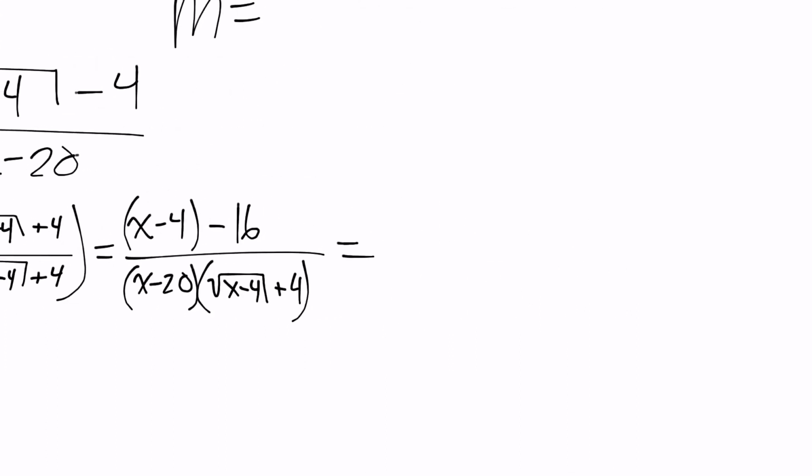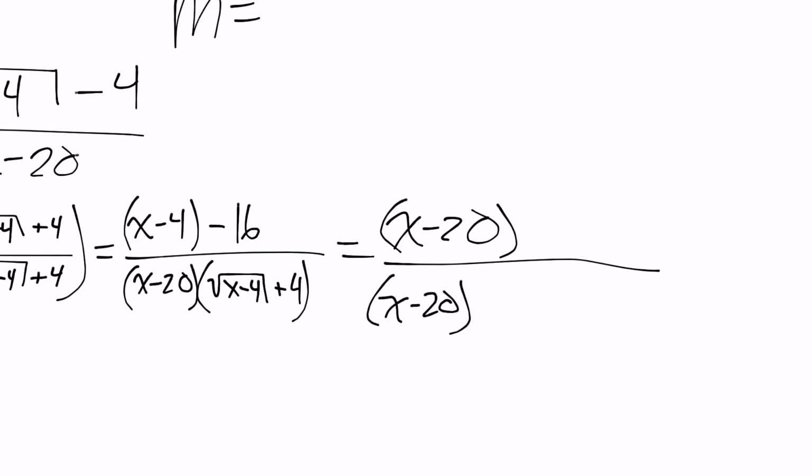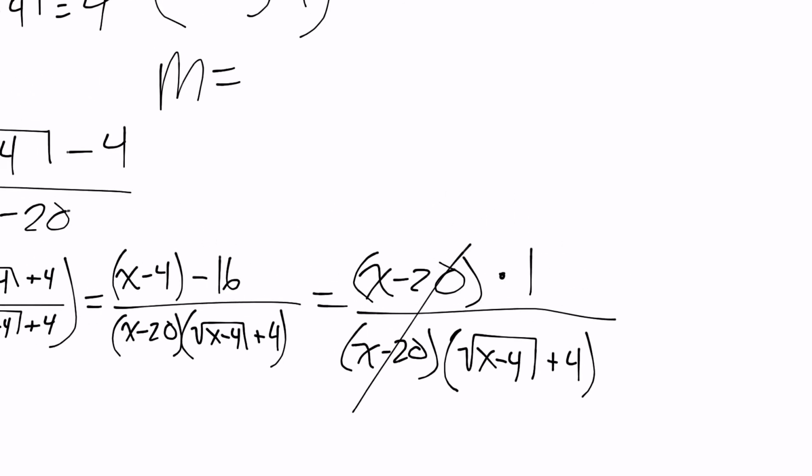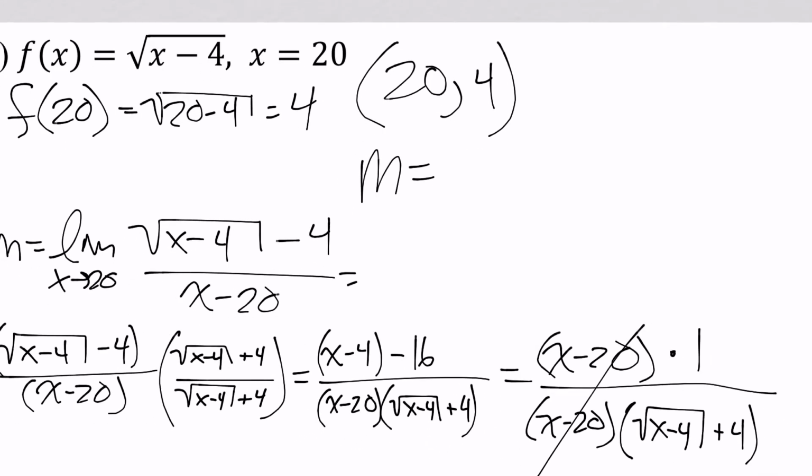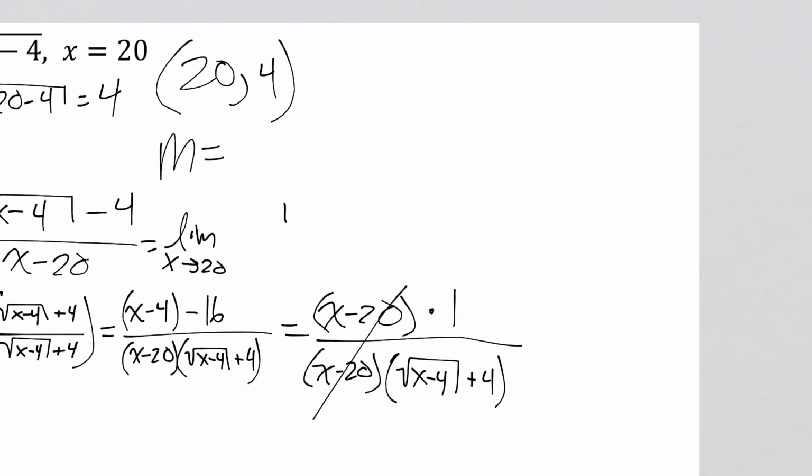Well, look what we have. X minus 4 minus 16. Well, minus 4 and minus 16 is a minus 20. So we get an x minus 20 in the top. In the bottom, we have an x minus 20. Those are going to cancel, so we're only left with our conjugate in the bottom, square root of x minus 4 plus 4. When that x minus 20 gets canceled from the top, we'll be left with a 1 up there. So we can rewrite this limit as the limit as x approaches 20 with that hole removed. So 1 divided by the conjugate, square root of x minus 4 plus 4.